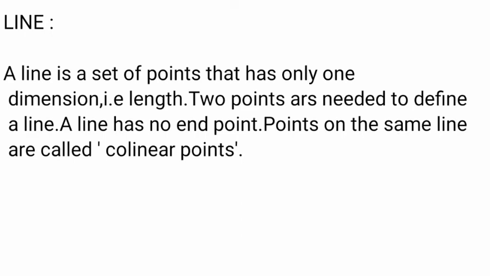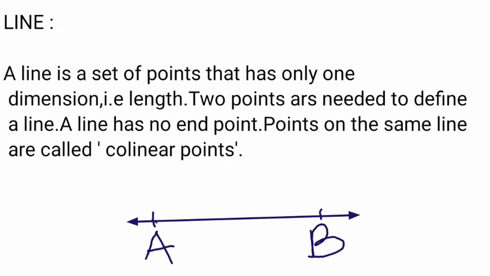So a line is a set of points that has only one dimension, that is length, and minimum 2 points are needed to define a line. Here in this diagram you can see it is a line and these are the points A and B. Okay, a line has no end point. That means we can stretch from both the sides of a line, and the points on the same line are called collinear points. That means the points which are indefinite numbers in a line are called collinear points.